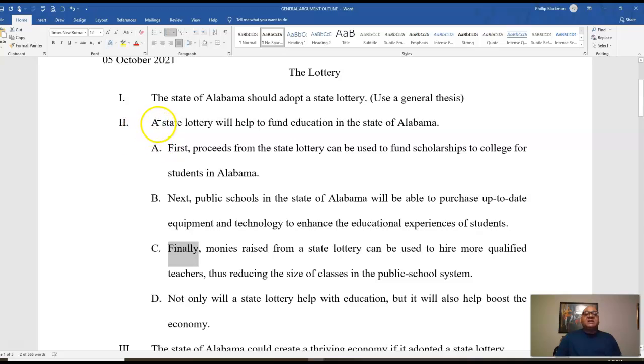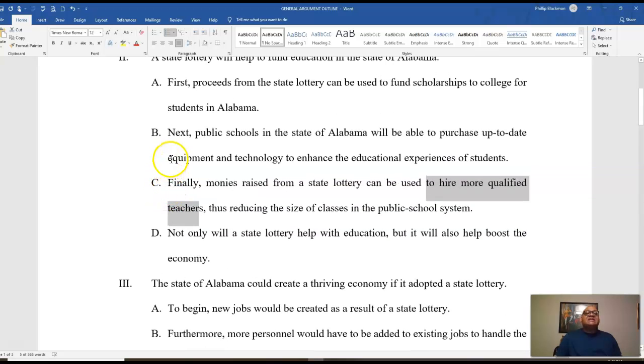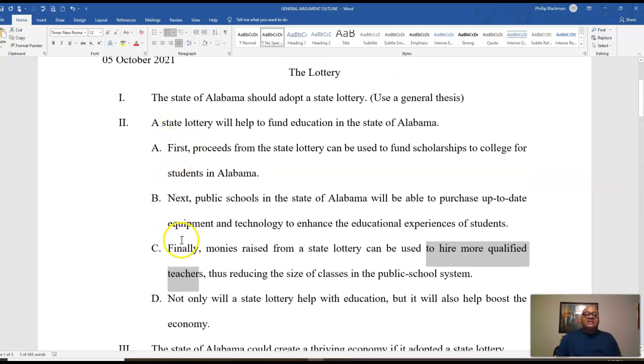I have my topic sentence. A state lottery will help fund education in the state of Alabama. I have 3 supporting sentences. First, next, finally, using my transitions, right? How will the state lottery help to fund education? By funding scholarships, by purchasing up-to-date equipment and technology, and by hiring more qualified teachers. ABC. Look at D. D is not a support for the topic sentence.